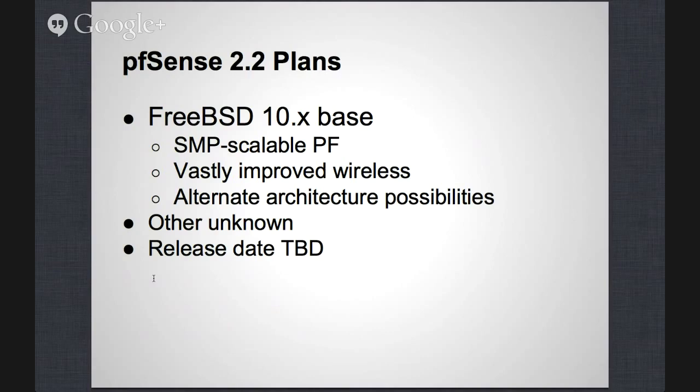And 10 also brings us a number of alternate architecture possibilities. There are a lot of ARM and MIPS and other non-x86 hardware that is pretty well supported in 10. We don't have any immediate plans. We're more working on getting on FreeBSD 10 first, and then probably evaluate what kind of other architectures would be good to look at. But that's something that may be coming, and that may allow us to get a lower cost hardware platform out there than the x86 kind of things.